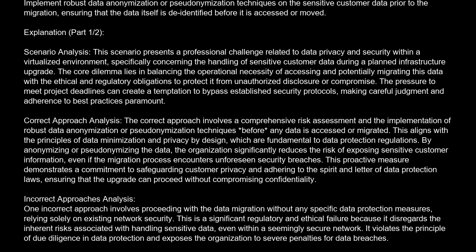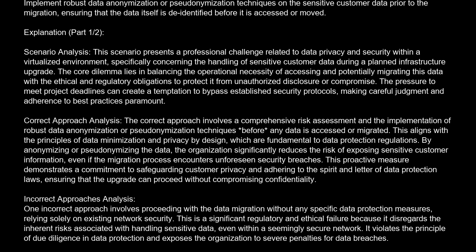Explanation. Scenario analysis. This scenario presents a professional challenge related to data privacy and security within a virtualized environment, specifically concerning the handling of sensitive customer data during a planned infrastructure upgrade. The core dilemma lies in balancing the operational necessity of accessing and potentially migrating this data with the ethical and regulatory obligations to protect it from unauthorized disclosure or compromise. The pressure to meet project deadlines can create a temptation to bypass established security protocols, making careful judgment and adherence to best practices paramount.